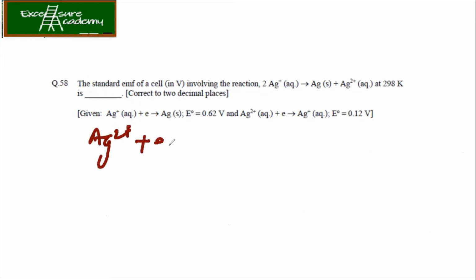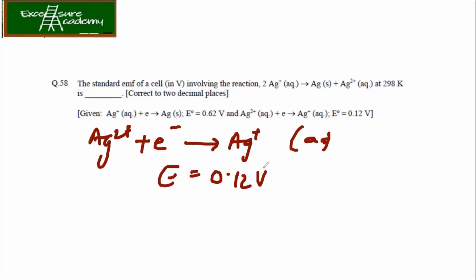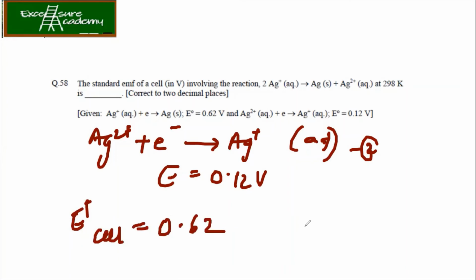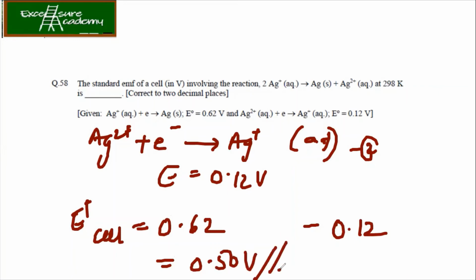Then Ag2 plus plus electron will give you Ag plus, that is aqueous. Here E is equal to 0.12 volt. Now put these values into the first and second equation. Now put these values. So what you get is E cell is equal to 0.62 minus 0.12. What you get is 0.50 volt. Hence that's your answer.